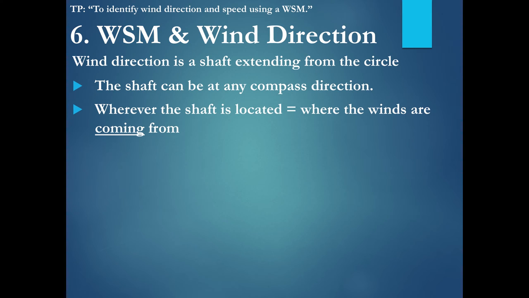6. All right, you're going to have this down already from the lab. Wind direction is a shaft extending from the circle. The shaft can be at any compass direction. It could be north, south, east, west. It could be northeast, northwest, southeast, southwest. It could be north-northeast. It could be south-southwest. It could be at any direction. Wherever the shaft is located, that means that's where the winds are coming from, not where they're blowing to.